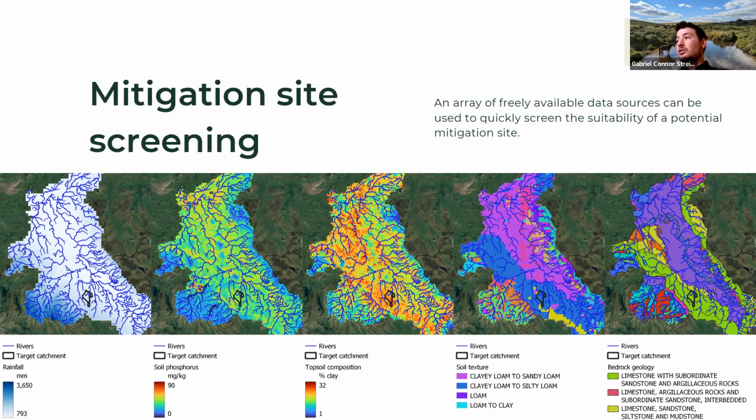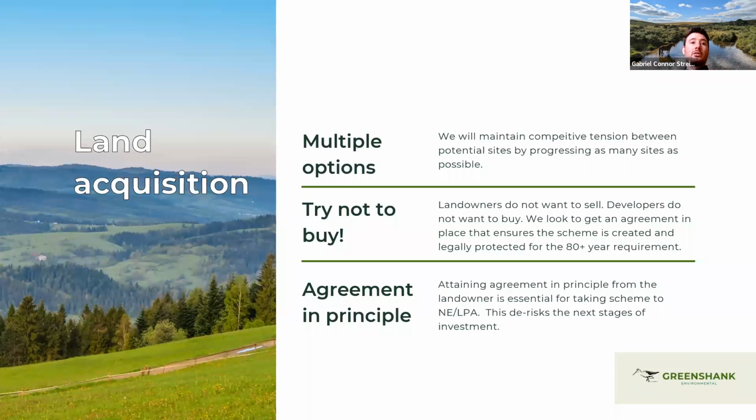And we can look at the geology as well, which helps with understanding whether there are any factors that might mean the site doesn't function particularly well as a nutrient mitigation solution. So we've got a really good ability to bring all this information together and give us a good understanding right from the get-go of whether we think it's worth pursuing a scheme further. And if we do, then it's moving on to the next stage, which is looking at the land acquisition process.